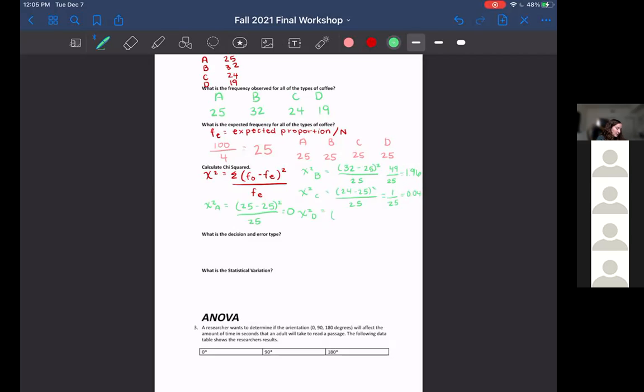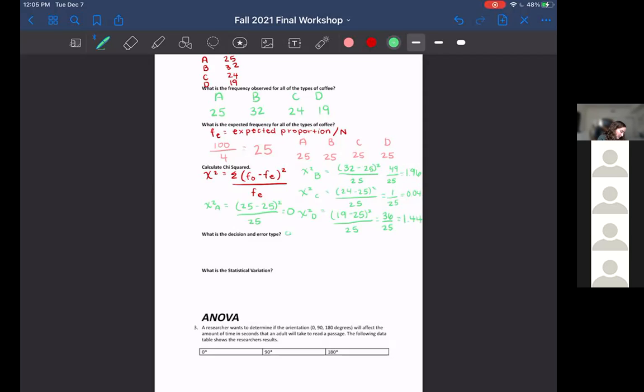So for D, what was the observed? 19. Good, 19 minus 25 squared divided by 25. So what is 19 minus 25? -6. Good, so -6 squared would just be 36 divided by 25. So what's 36 divided by 25? 1.44. Perfect, 1.44. So now we just need to add all of those up.